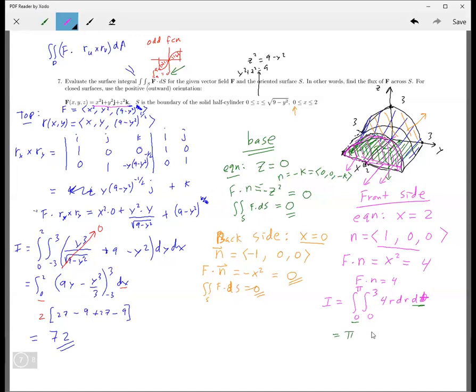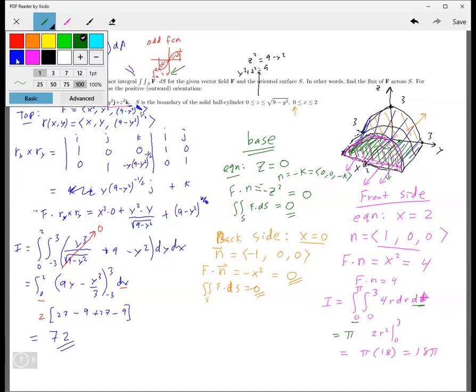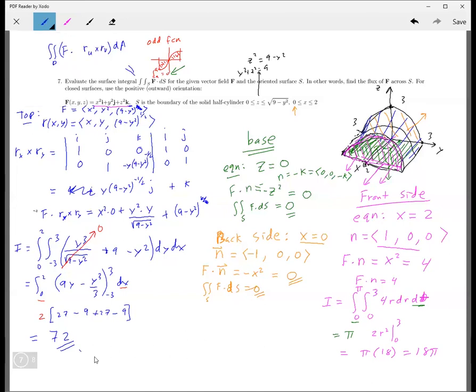And then the other part is 2r squared from 0 to 3. So that's pi times 9, 18. 18 pi, whoa. Okay, so as a final answer, there's this 72, that 0, and that 0, and that 18 pi. So 72 plus 18 pi.